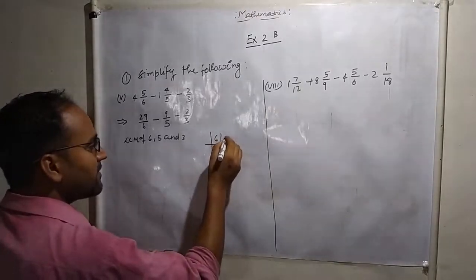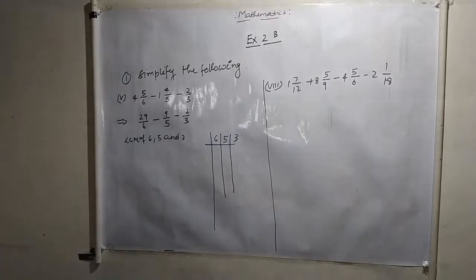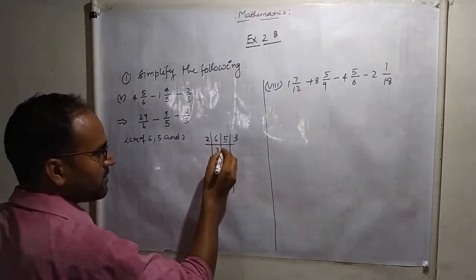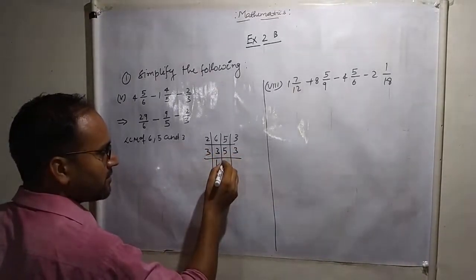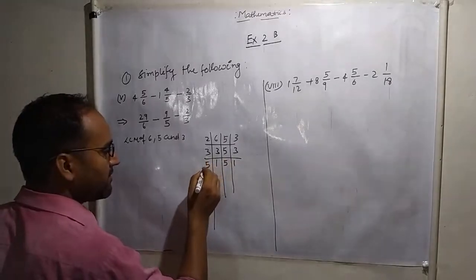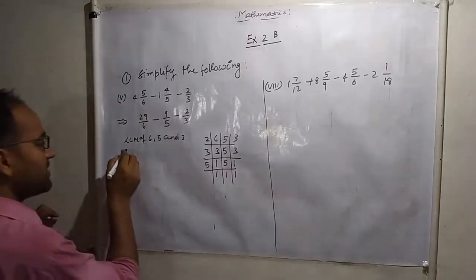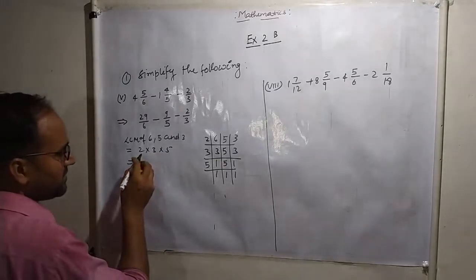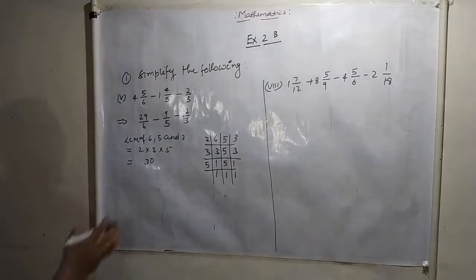LCM of 6, 5 and 3. So it starts with 2: 2, 3, 5, 3. Then 3, 1, 5, 1, then 5. You will get 1, 1 and 1 here. So the LCM is 2 into 3 into 5. 2 threes are 6 and 6 fives are 30. So you get the common denominator as 30.